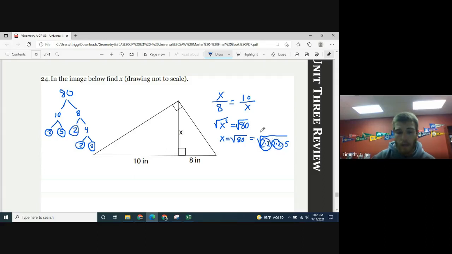For every double that comes out, if it's double inside, it comes out as a single outside. So that's going to be 2. This comes out, right? And then another 2 that comes out. What's left inside is a 5, right? 5 didn't have anyone to pair with, so it stays inside. 2 times 2 is 4. So 4 square root of 5.